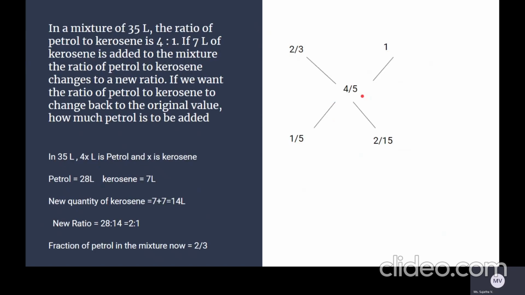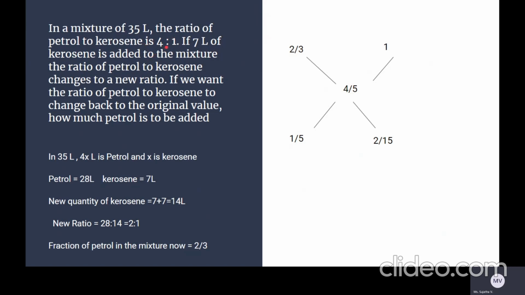The next one. Okay, so here a little complicated. Some things are happening here. I mean, a little tricky here, but not difficult. Yes. So here it is happening in 2 stages. Whatever is happening here, the mixing is happening in 2 stages, right? So we have a mixture of 35 liters, right? It is a mixture of petrol and kerosene, and the ratio is 4:1.